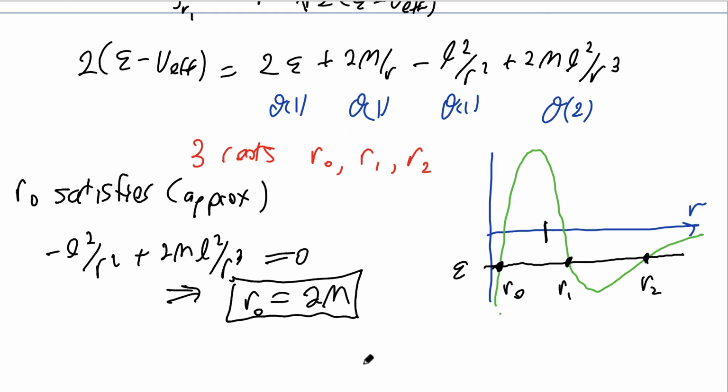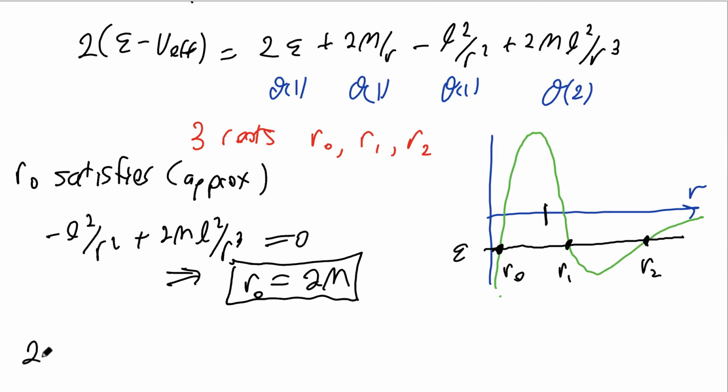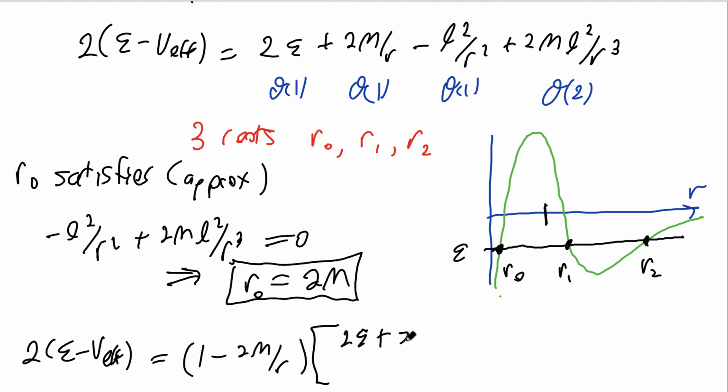So now we can write this polynomial 2e minus v effective as 1 minus 2m over r. So this is the root R0. And then these two terms can be written as 2e plus 2m over r divided by 1 minus 2m over r. So that just cancels this factor that I pulled out front. And these two terms are just minus L squared over R squared. So multiplying minus L squared over R squared times this gives these two terms.